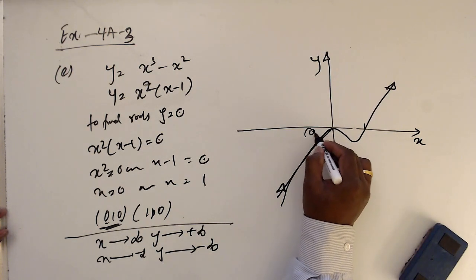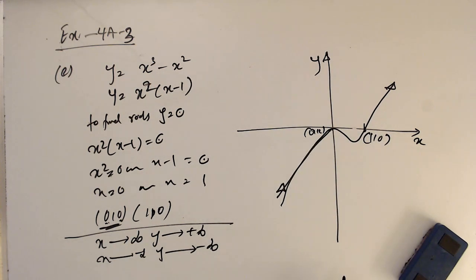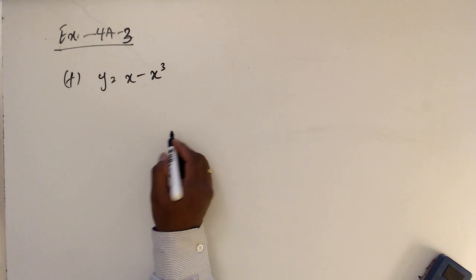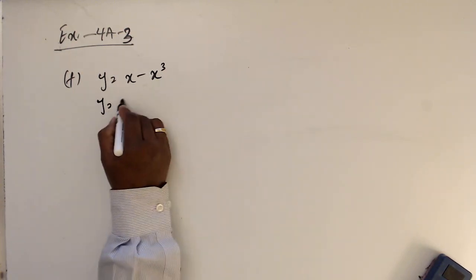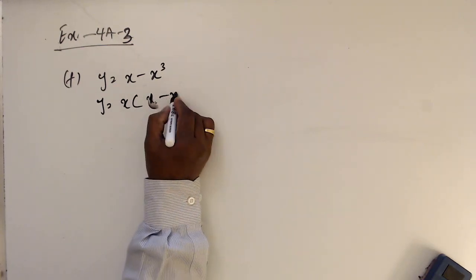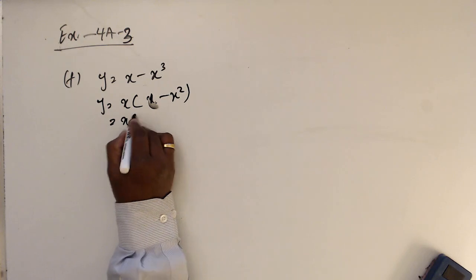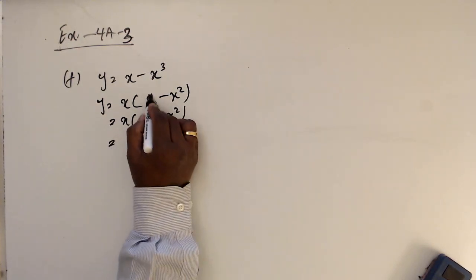This is (0, 0) and this is (1, 0). This is f. I can take x as a factor. This is going to be x(1 − x²). I can write 1 as 1², so it is x(1² − x²).